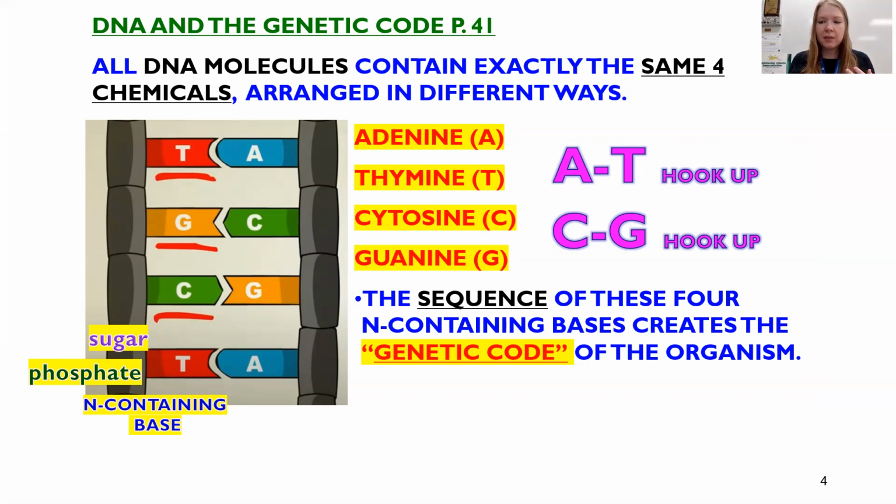And the sequence of the bases, so the sequence or order of adenine, thymine, cytosine in your DNA molecule creates the genetic code for that organism.